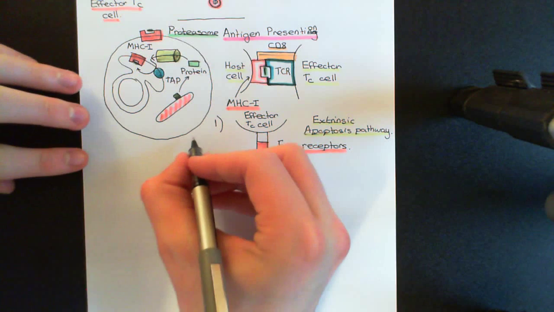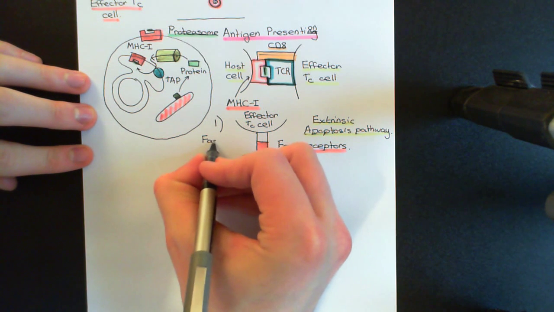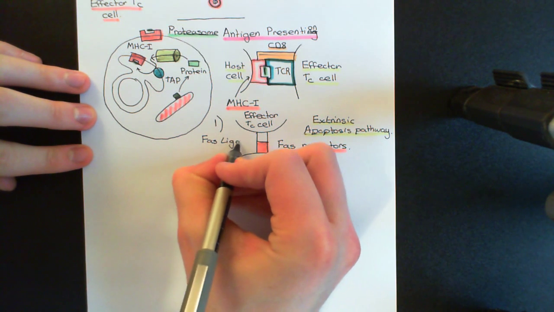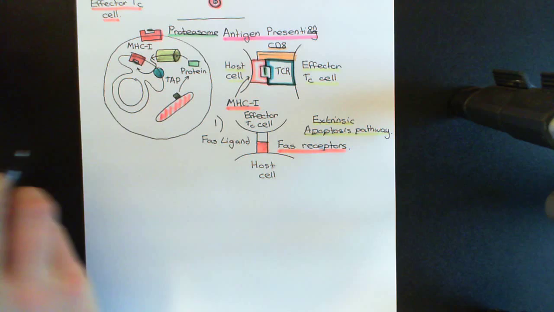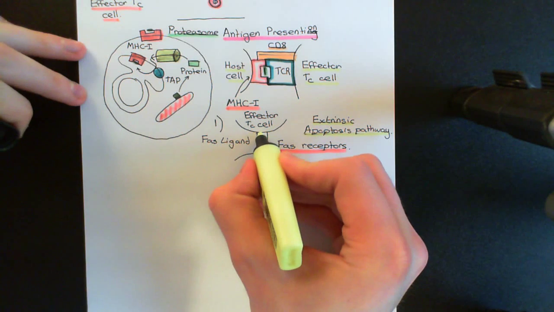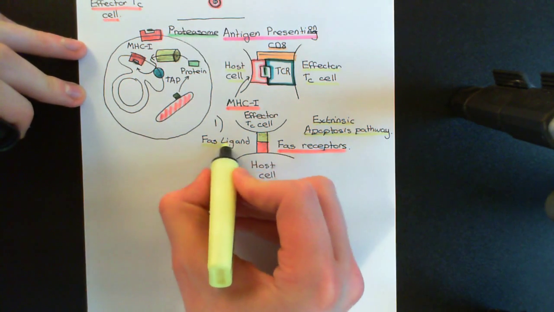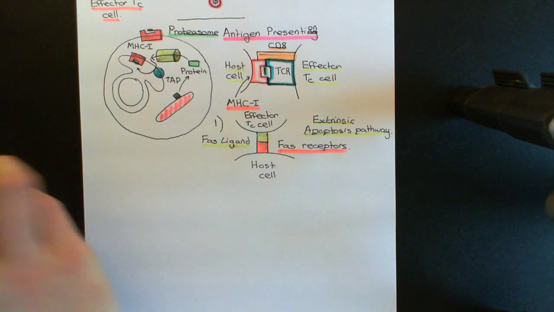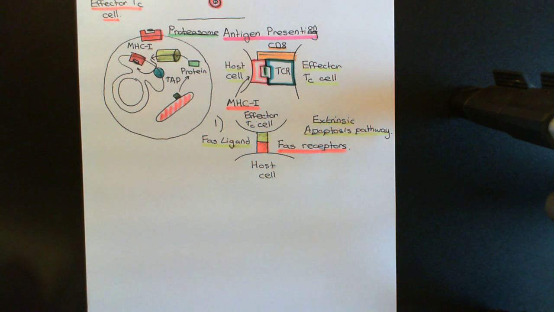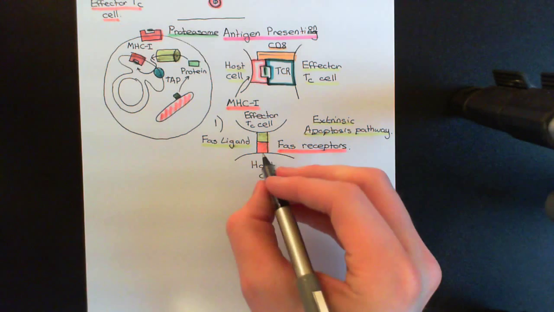The molecule that the effector cytotoxic T cells use to activate the Fas receptors is known as the Fas ligand. So they're going to activate the Fas receptors on the surface of the infected host cell with the Fas ligand. Here in yellow, this is the Fas ligand. The Fas ligand on the surface of the effector cytotoxic T cell will activate the Fas receptors on the surface of the host cells.